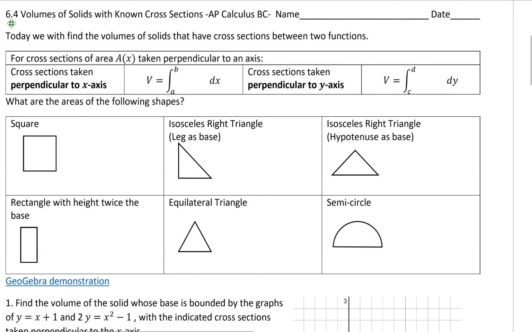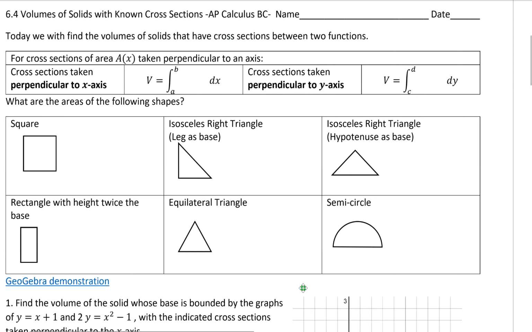Hello and welcome to 6.4, Volumes of Solids with Known Cross-Sections. This is AP Calculus BC. My name is Mr. Green, your teacher. Today, we will find the volumes of solids that have cross-sections between two functions. We'll talk about what that means in a minute. I kind of didn't state it very well.